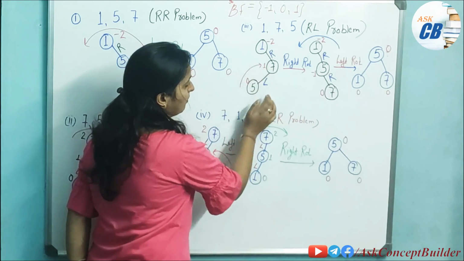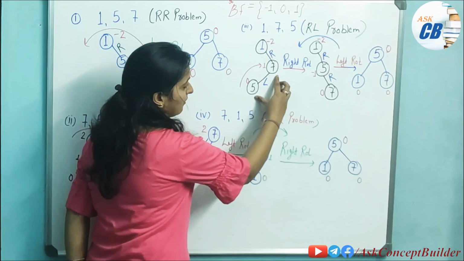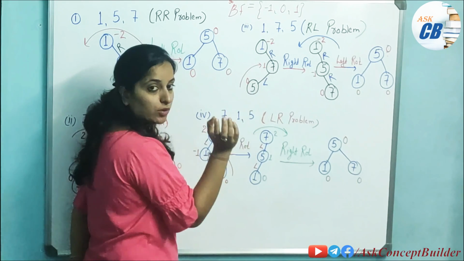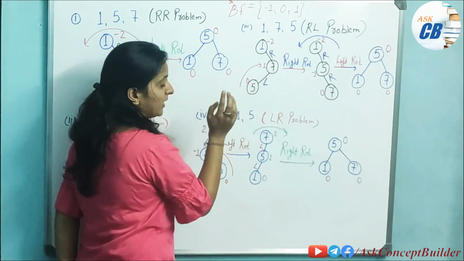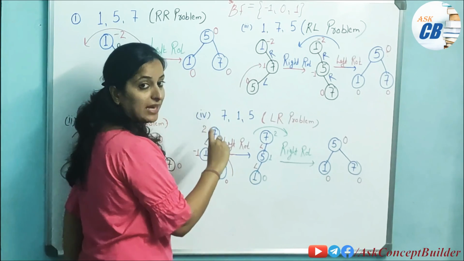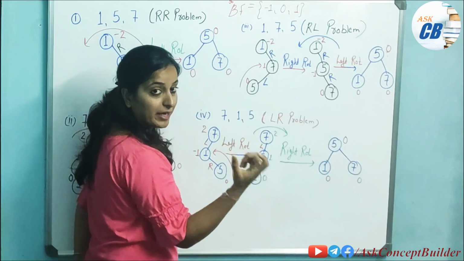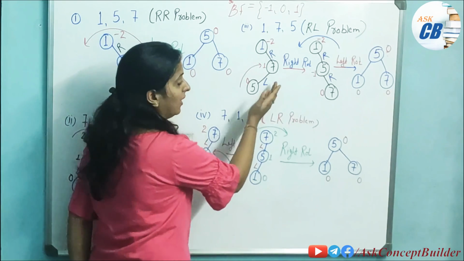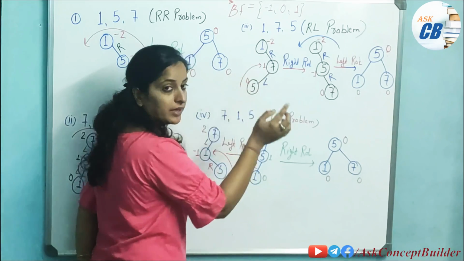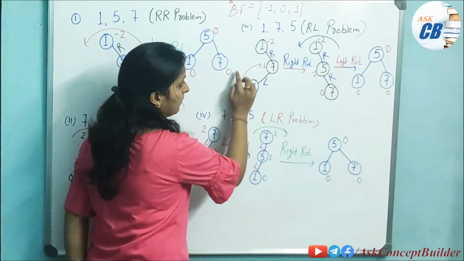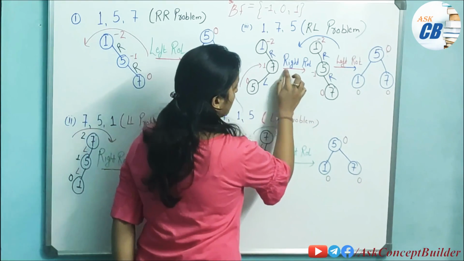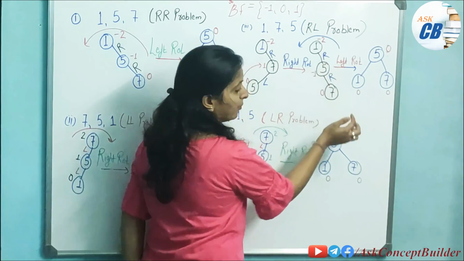So what I will do, for this I want to make it RR, but this is on the left. So for left, what rotation do we have to perform? Right rotation. That opposite you have to remember. If it is a left problem, you have to perform right rotation. If it is a right problem, then you have to perform left rotation. So this is your L, so for this you have to perform a right rotation. For the right rotation, this 5 will come here, 7 will come down. Now this will become your RR problem.